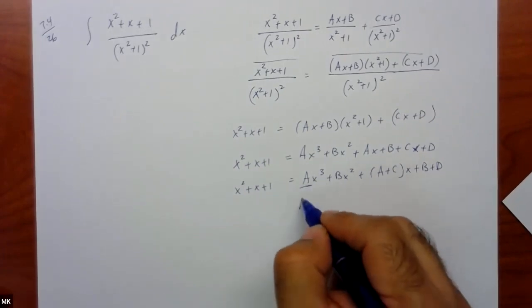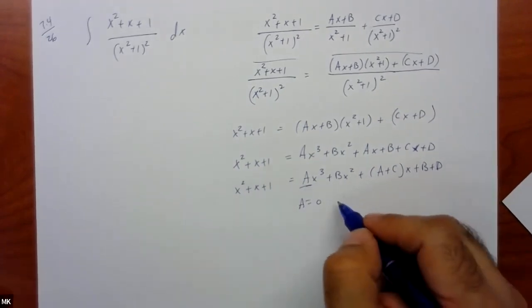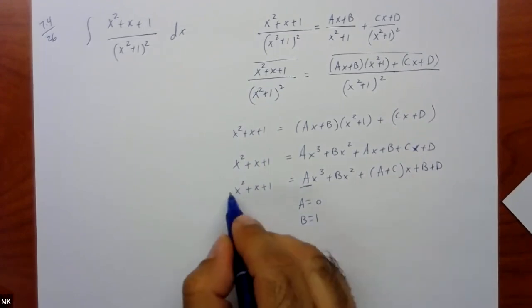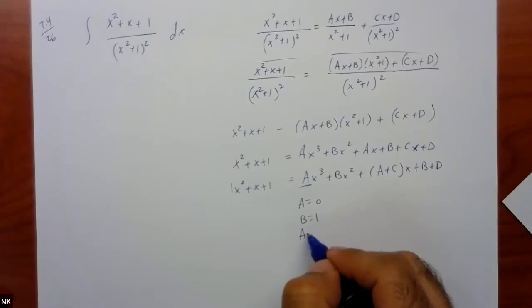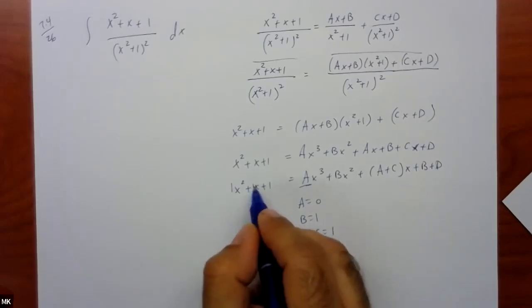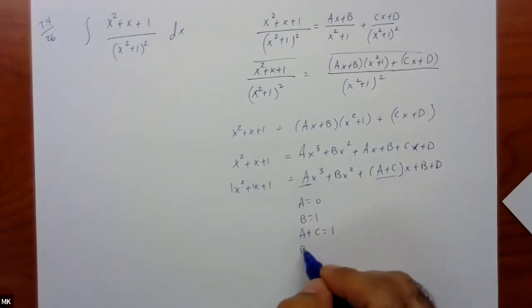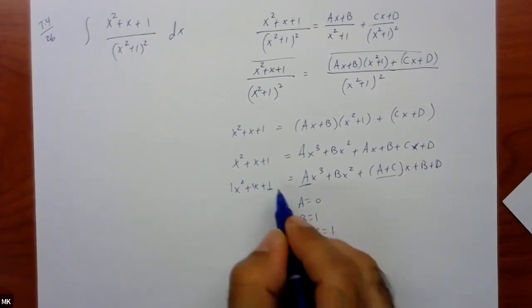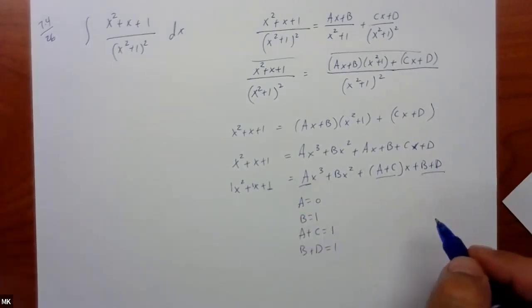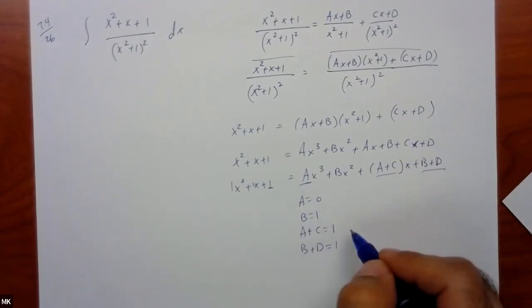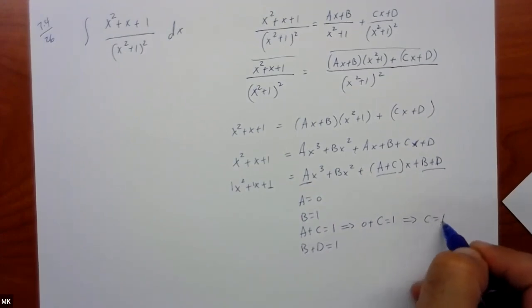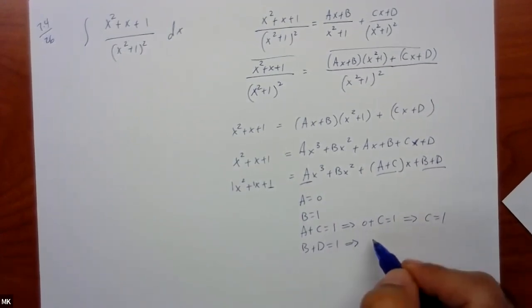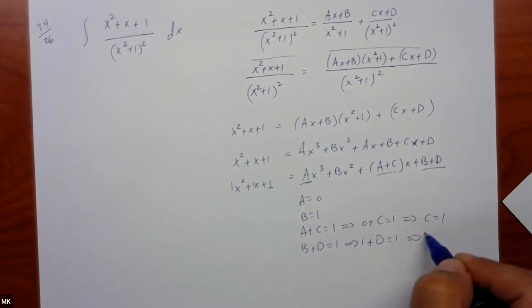So A obviously has to be 0 because there's no x cubed term on the right. B has to be 1 because the x squared term on this part is 1. A plus C would have to be 1 because there's a 1 here and then this is a. And B plus D would have to be 1 because again 1 here and 1, the constant term. A is 0, B is 1, so if A is 0, then that means C would have to be 1. If B is 1, D would have to be 0.